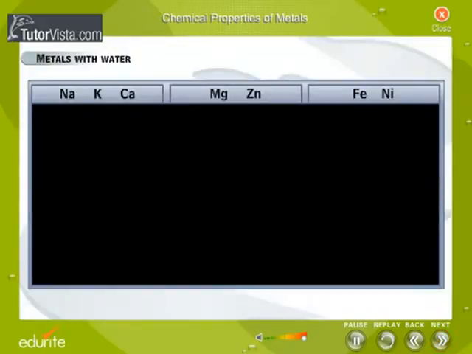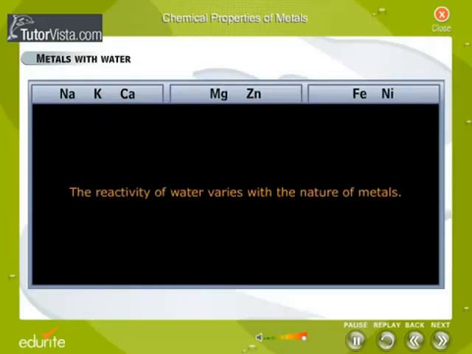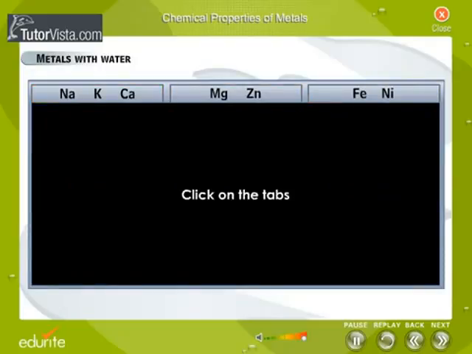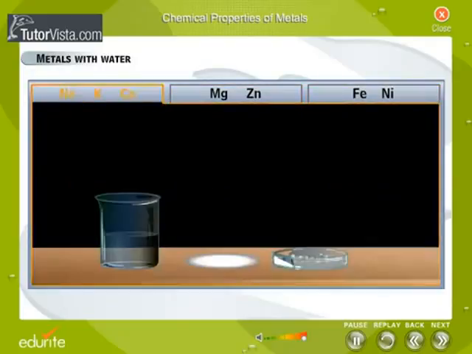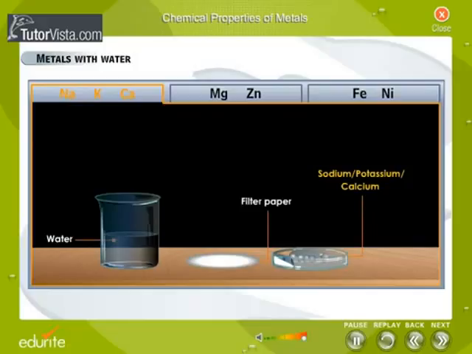Now let us study the reactivity of metals with liquids. The reactivity of water varies with the nature of metals. Very reactive metals like sodium, potassium, and calcium easily react with cold water to form their hydroxides and liberate hydrogen gas.